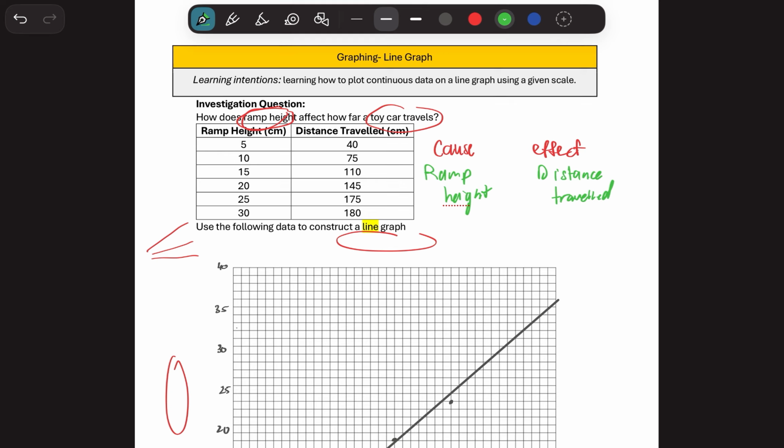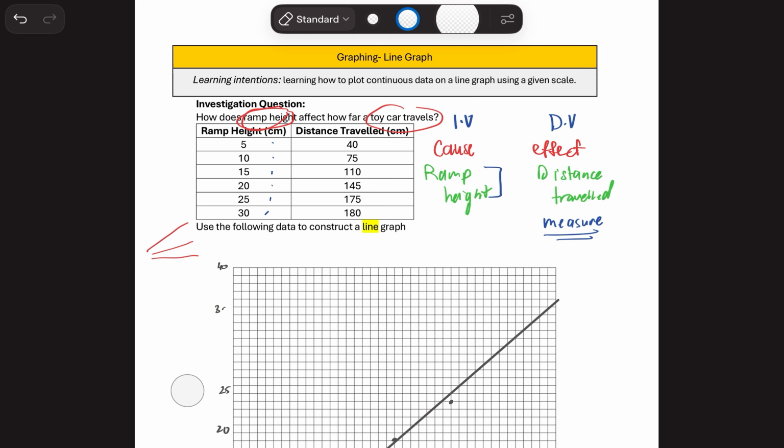So once you've identified cause and effect, it's easy then to just memorize that your cause is always the one you're changing, and that's your independent variable, and your effect is the one you're measuring, and that's your dependent variable, right? And if you think about it logically, what we measure, that key word, what we measure is the data that we're looking for, right? I'm not going to measure my ramp height. It's already given to me. I chose 5, 10, 15, 20, 25, 30. That's my decision. So I chose that variable. So it's not something I'm measuring.